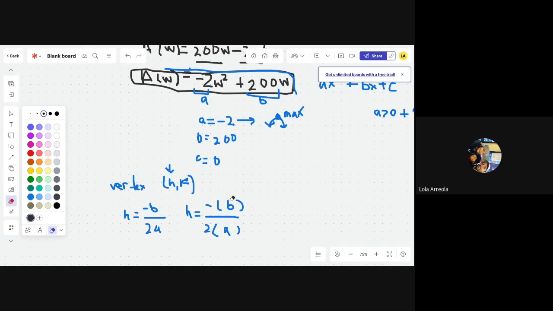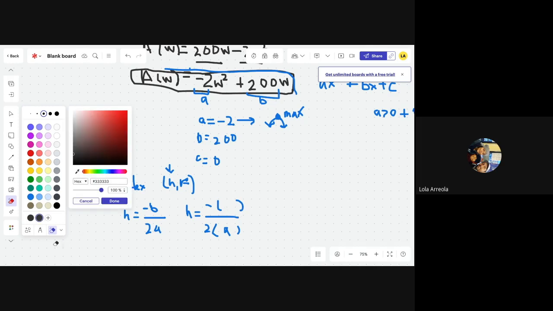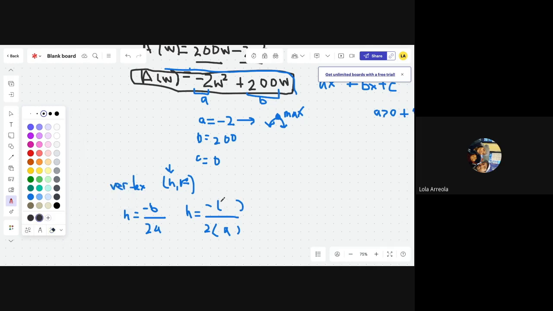Okay, so now what's B? I can fill in the parentheses. B is 200, so I'm going to plug in 200. And what's A? A is negative 2. So now I have negative 1 times 200 is negative 200.